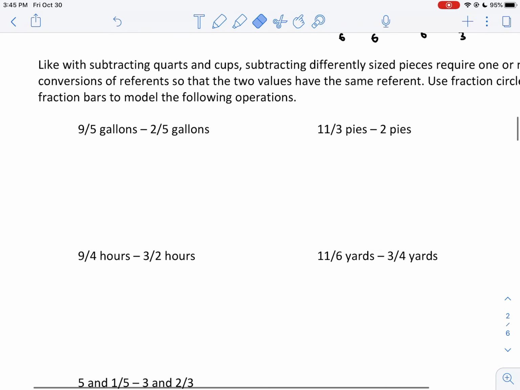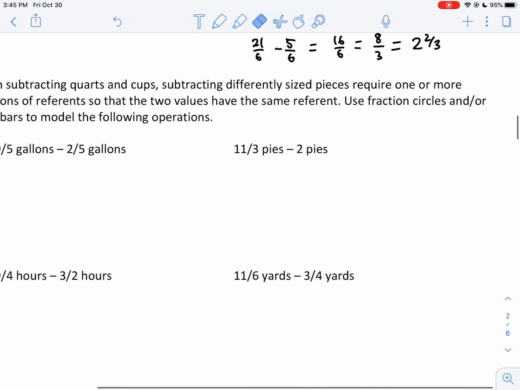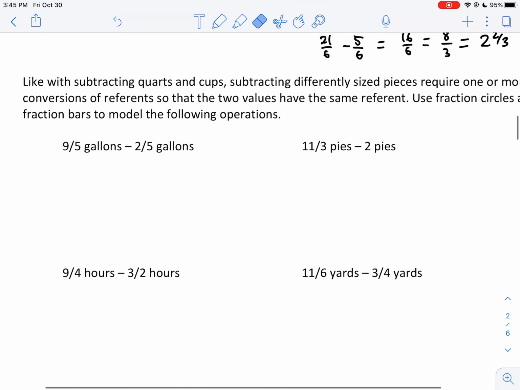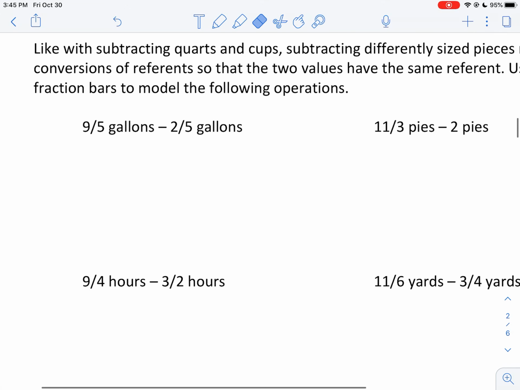Okay, so 9. I'm not going to do a ton of pictures for these, even though the instructions say to do that. They're saying use fraction circles or fraction bars to model the following operations. I'll use the dynamic imagery and maybe draw one picture here where I see appropriate.